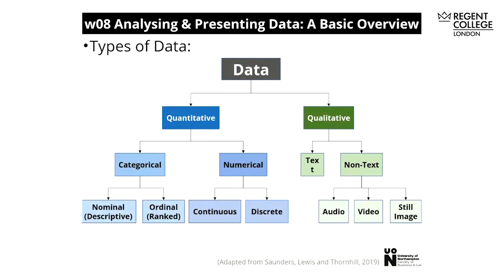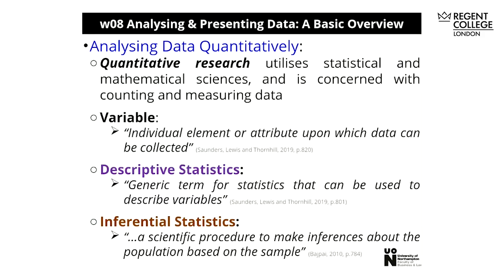Data: quantitative on the left, qualitative on the right. Quantitative data is going to be divided into two types, categorical and numerical. Then categorical will be divided into nominal versus ordinal, and numerical is going to be continuous and discrete. Let's have a look at the meaning of each one by one.